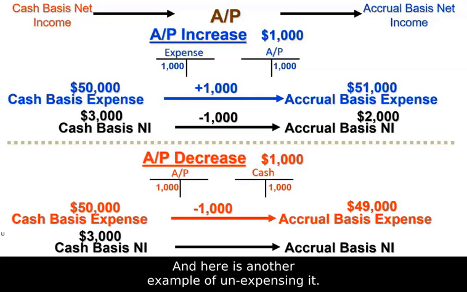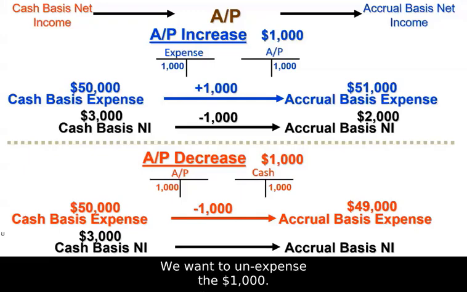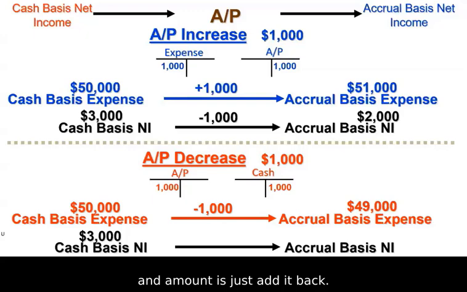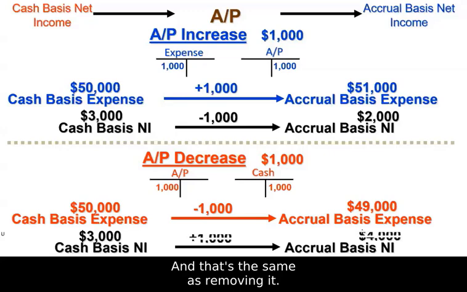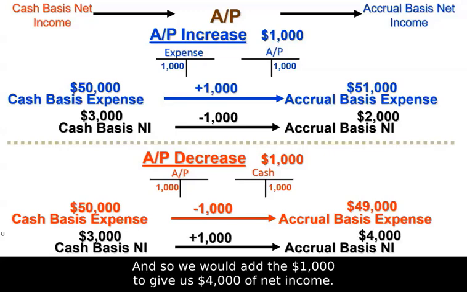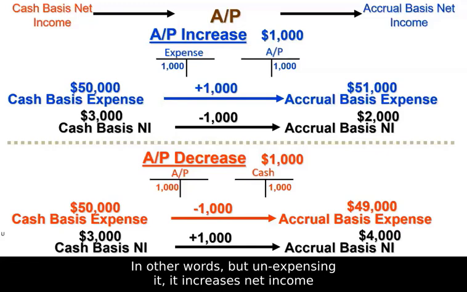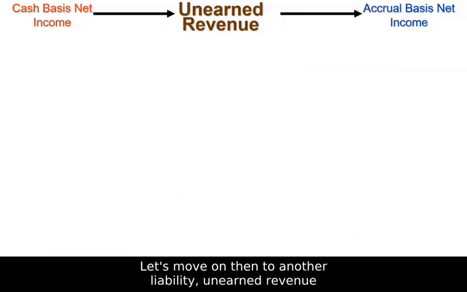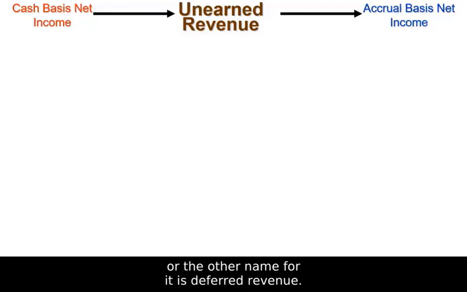And here's another example of unexpensing it. We want to unexpense the $1,000. And as you saw earlier, the way we unexpense an amount is just add it back. And that's the same as removing it. And so we would add the $1,000 to give us $4,000 of net income. In other words, by unexpensing it, it increases net income because we have one less expense included in our net income.